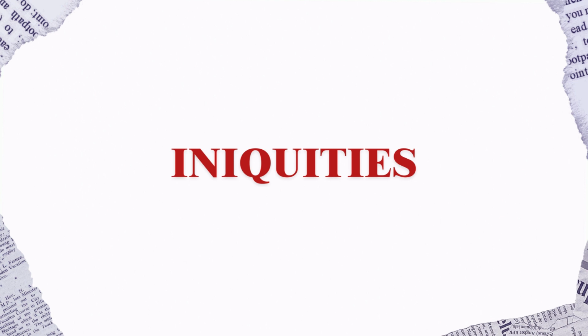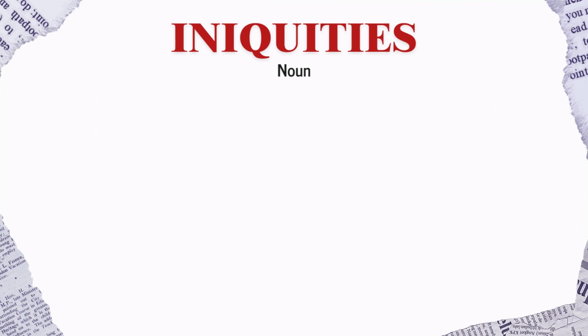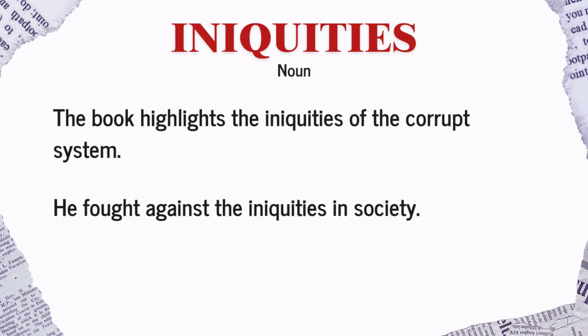Now let's move on to iniquities. It is a noun. In English, iniquities refers to unjust or immoral acts or behaviors. In simpler words, it means unfairness or wrongdoings. Let's look at some examples. The book highlights the iniquities of the corrupt system. Another example is, he fought against the iniquities in society.